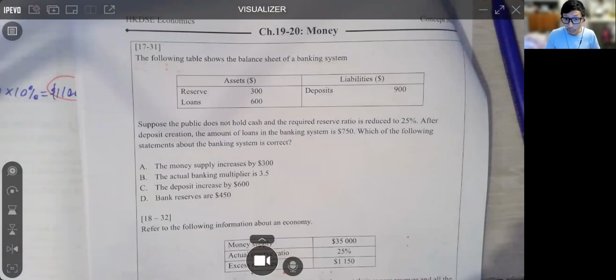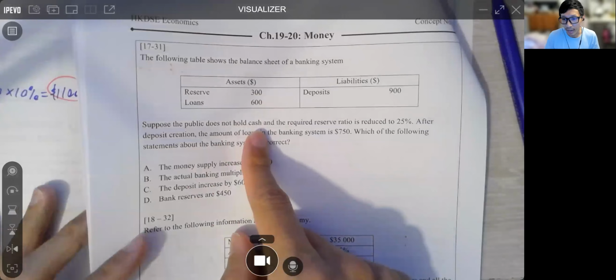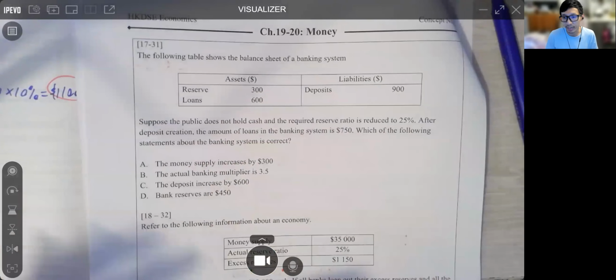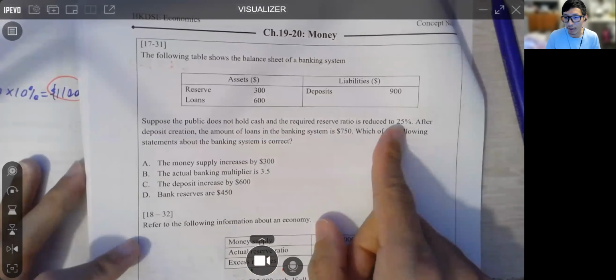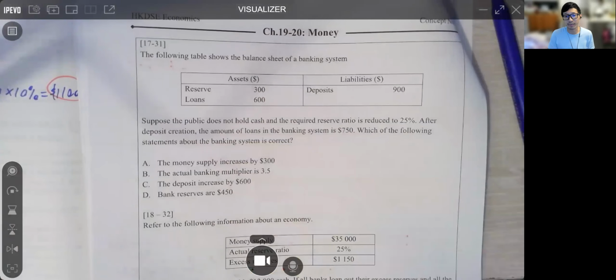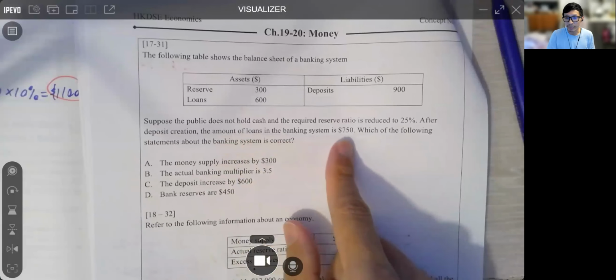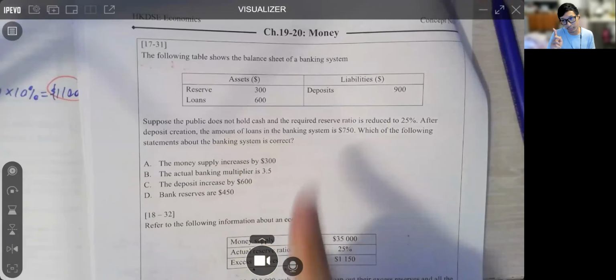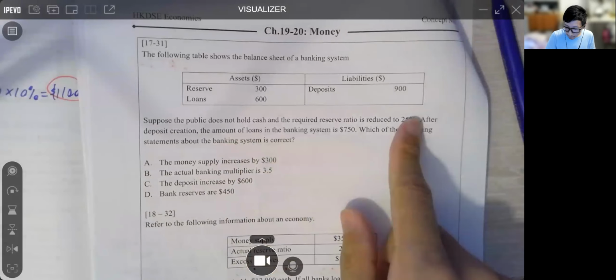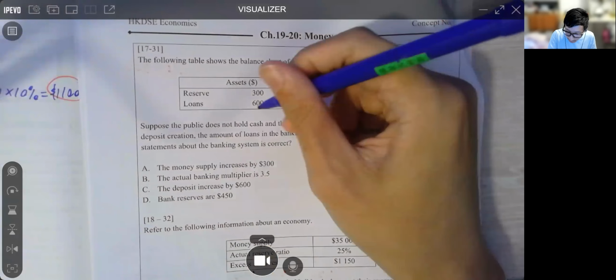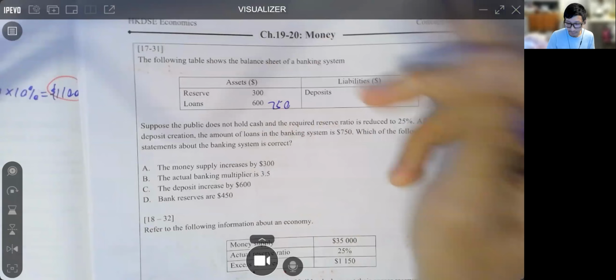嗱，more example。That's why I say this chapter is important. DSE 睇多 pass paper 多到。OK，好嘛？嗱，given this amount, no cash held by public, and the required reserve ratio is reduced to 25%. 係跌咗落去25啊。After deposit creation, the amount of loan is 750. OK，嗱，小心啲啊。佢而家俾咗你㗎啦。The final amount would become 750.